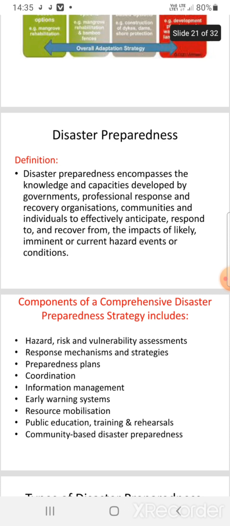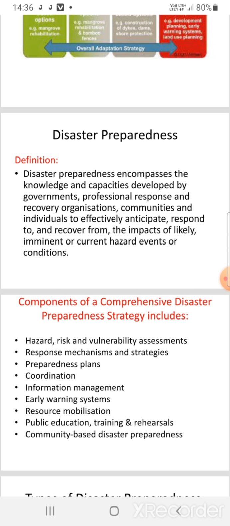Now comes disaster preparedness. Now, disaster preparedness encompasses the knowledge and capacities developed by governments, professional response and recovery organizations, communities, and individuals to effectively anticipate, respond to, and recover from the impacts of likely, imminent or current hazard events or conditions. That is the definition.